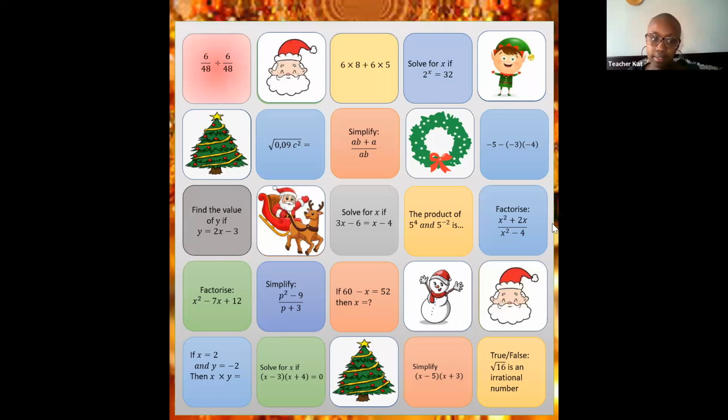Funzo, do you have an answer? Yes, ma'am. Okay, let's hear. What did you get? So I first grouped like terms. Then I said, can you hear me, ma'am? Yes, yes. I said 3x plus x is equals to 6 minus 4. Then I said 2x is equals to 2. Then I divided both sides by 2 and x is equals to 1.